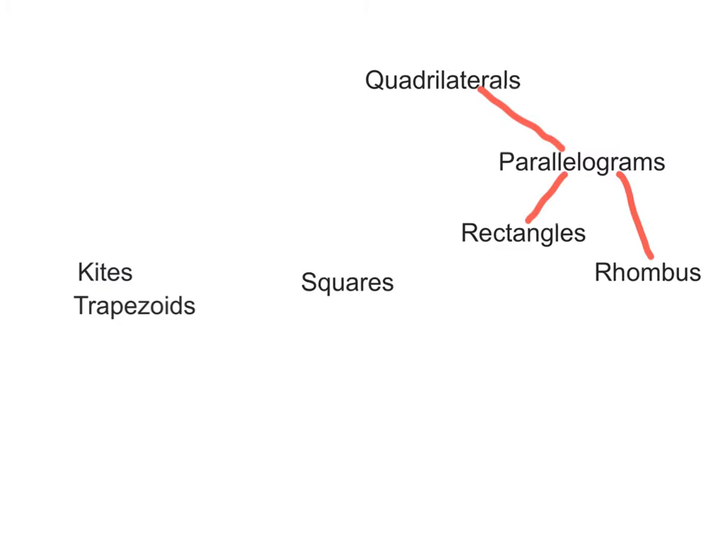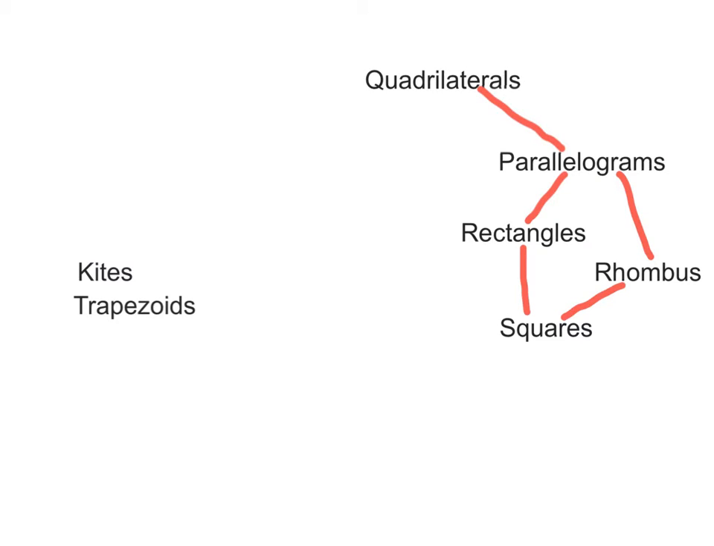So where do squares go? Well, squares go down here, because a square is not only a quadrilateral, not only a parallelogram, but it's also a rectangle. Because remember, rectangles are parallelograms with right angles. Well, all squares have right angles. Also, a square is a rhombus. Why? Because squares have sides that are not only parallel, but they are congruent, and a rhombus has all sides congruent.